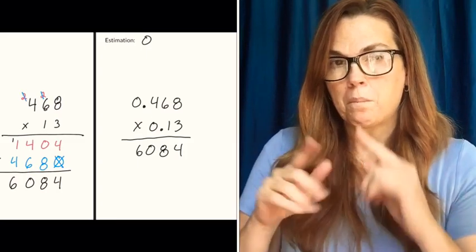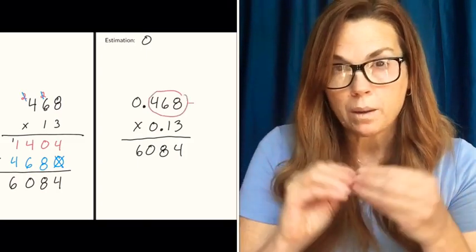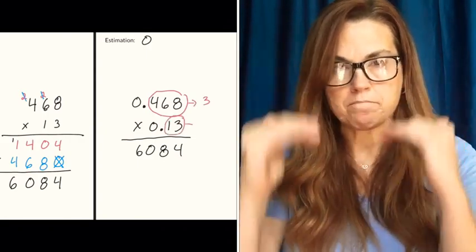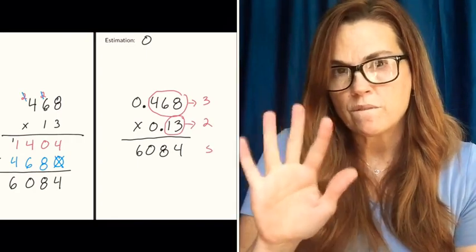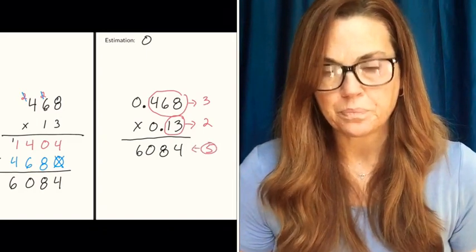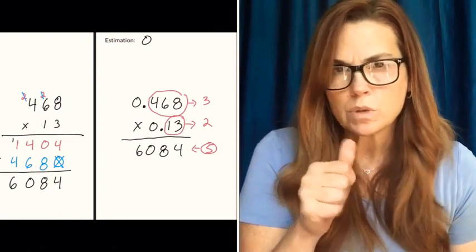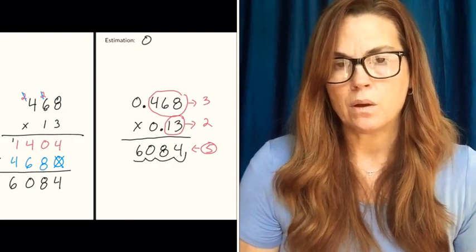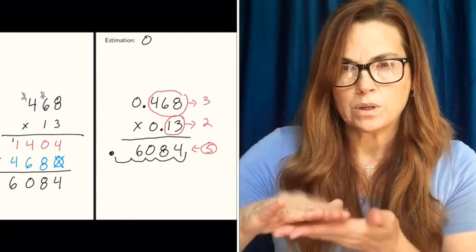Okay, so now what we need to do is count all the digits to the right of my decimal. Here I have 3, and here I have 2. And so in total, I have 5 digits to the right of my decimal for my answer. Okay, so I don't have 5 digits here, but if I go 1, 2, 3, 4, 5, I'm going to put my decimal right here.